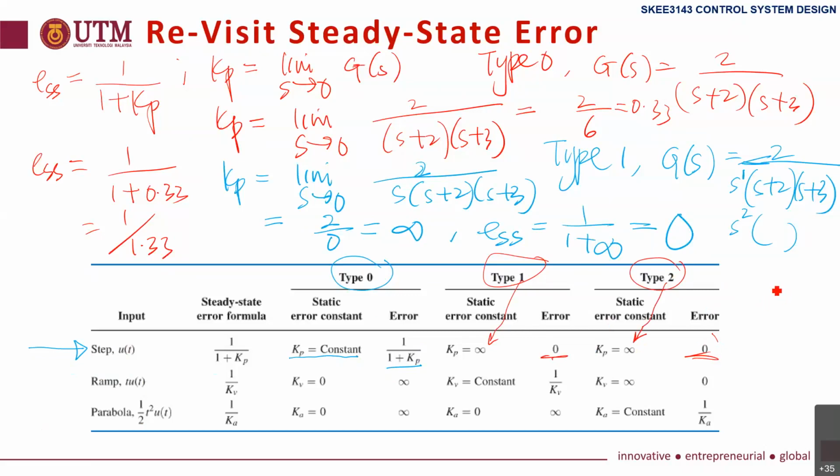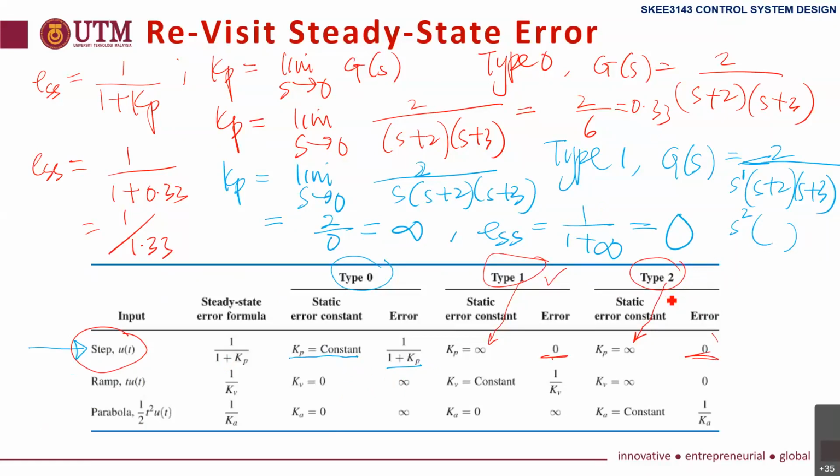Remember that our aim is to have 0 error. So if I use a step input, I can get 0 error if my type becomes 1 or more. If my system is type 0, I will not get 0 error. I will get a value, which will depend on Kp and the poles. But I will not get 0 error. I can only get 0 error if my system is type 1 and above, type 2, type 3, and so on.